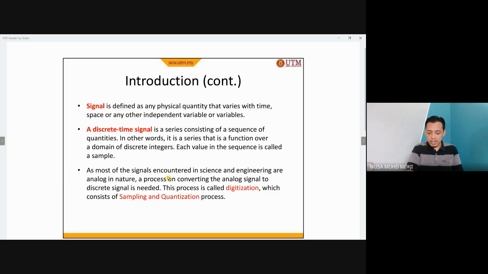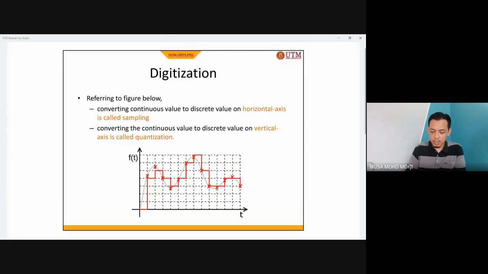As most of the signals encountered in science and engineering are analog in nature, a process of converting the analog signal to a discrete signal is needed. This process is called digitization, which consists of sampling and quantization. If we look here, we have this gray line. Assuming that is the analog signal, we need to digitize it.